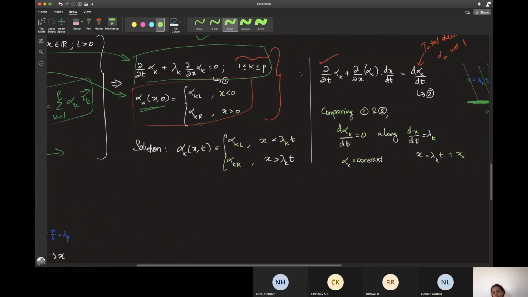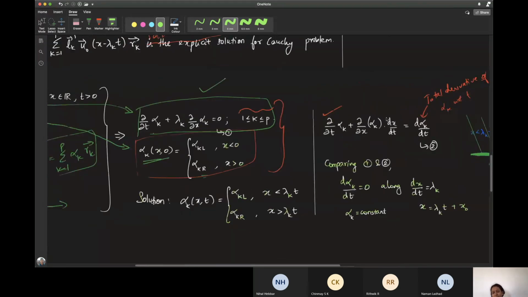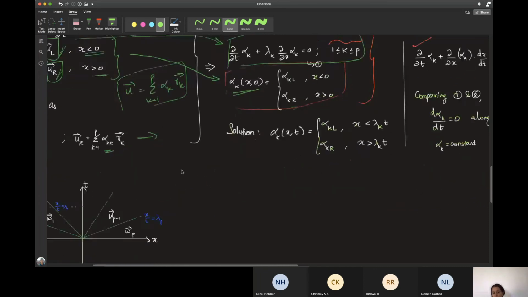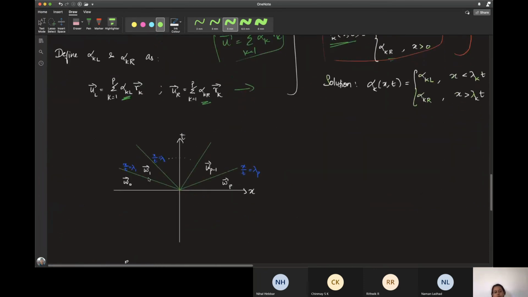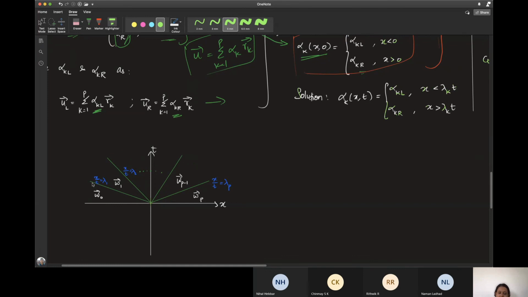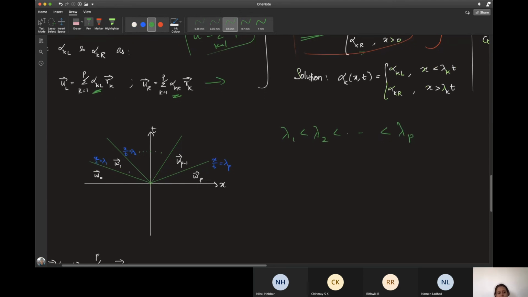Similarly, for p such equations, you can have p such diagrams. And from all those pictures, I'm just taking the line that passes through x equals 0 alone, and I'm plotting those lines here. So we have p such lines passing through x equals 0. And each of these have slope x by t equals some different lambda. I told you they are all distinct. Lambda 1 is less than lambda 2 less than, we have ordered, right? So now because of that, we are able to have p such characteristics passing through x naught.